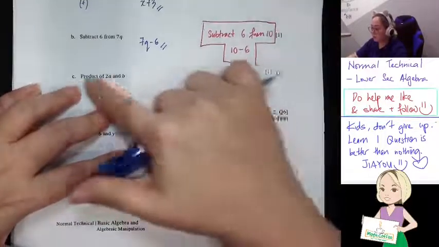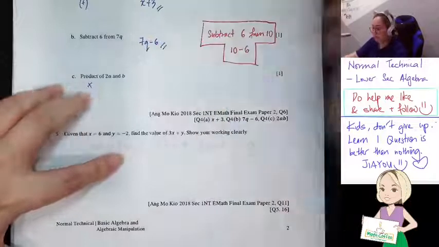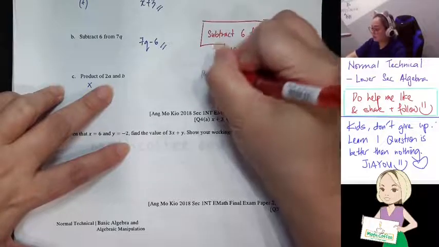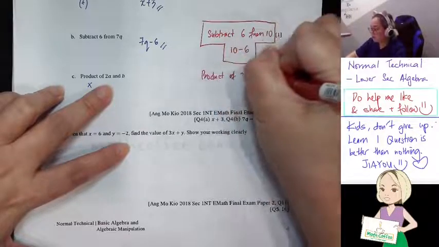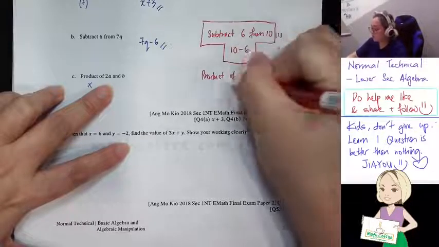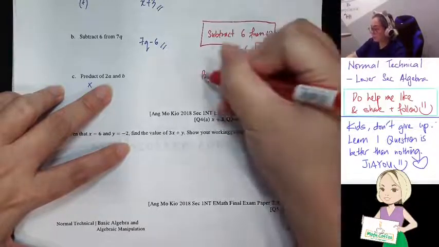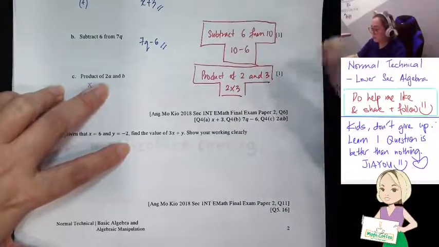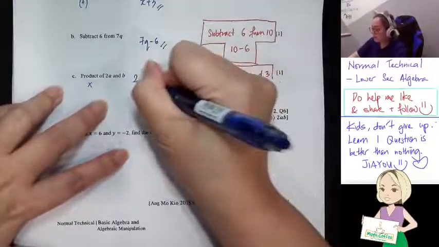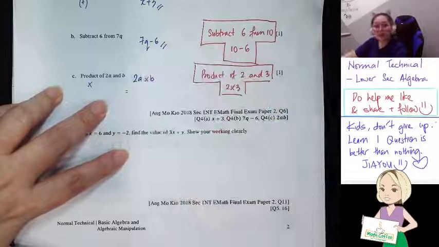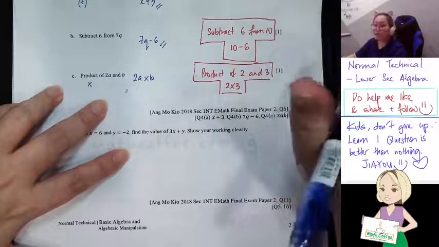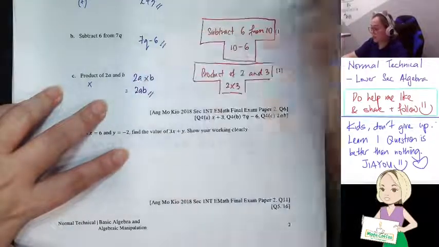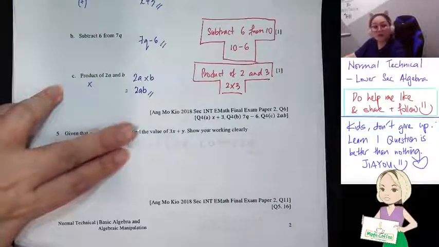Next, product. Product has the same meaning as multiply. So when we say we want the product of 2 and 3, for example, we know that we want to do 2 times 3. In this case it's algebra, so it's the same meaning. When we say product of 2a and b, you take 2a multiplied by b. And in algebra, when you multiply, you just stick them together. So you write them as 2ab, and you are done.